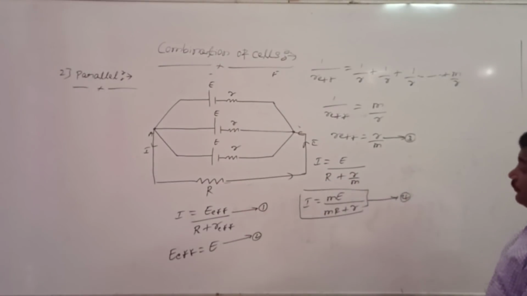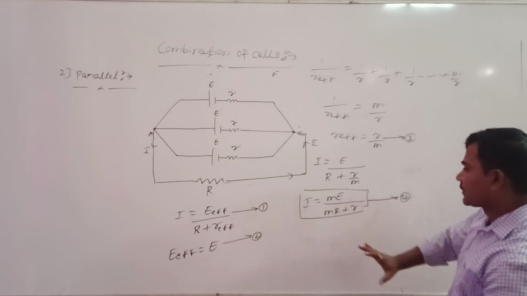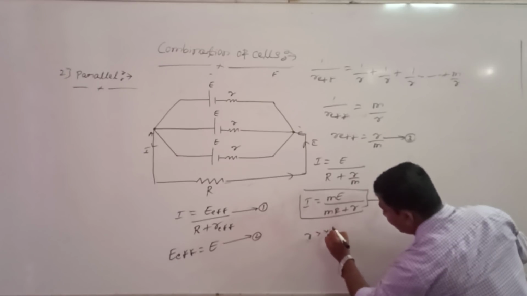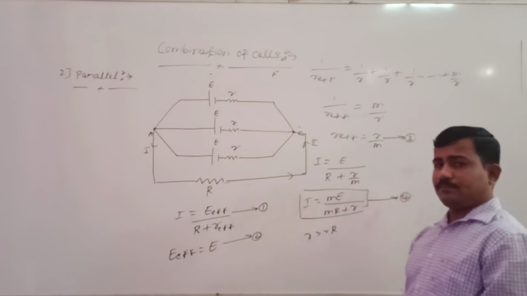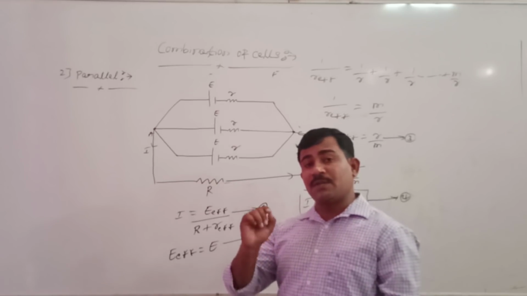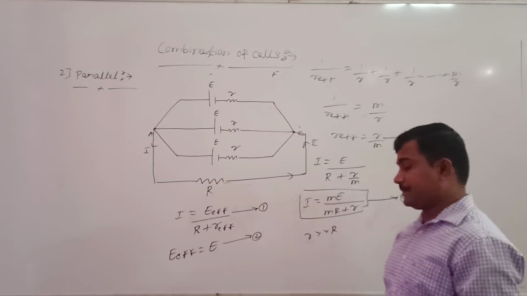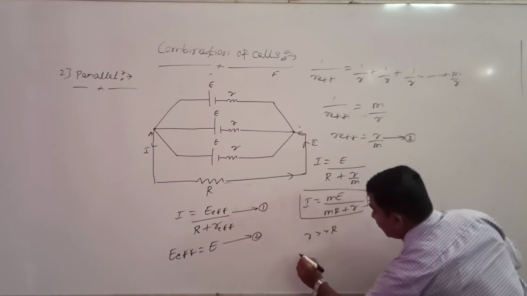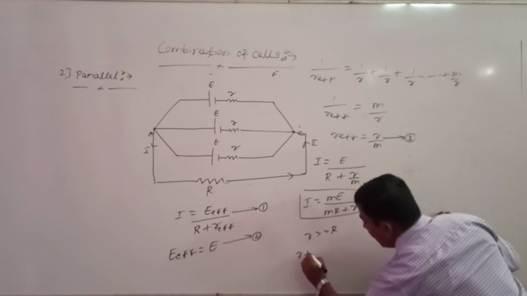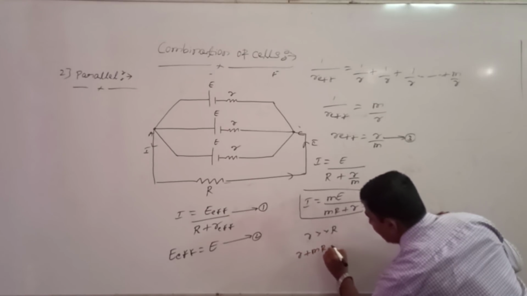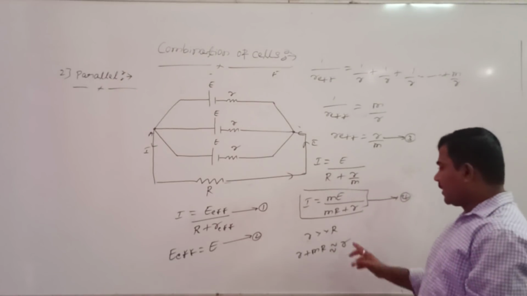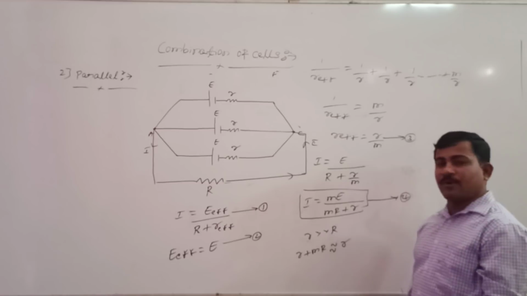Let us say the condition for maximum current here. Look at the students. If the internal resistance is very greater than external resistor. Here what happens? If small r is very greater, what about this term? R plus M into R is nearly equal to how much? That is small r, because capital R is neglected as compared to small r.